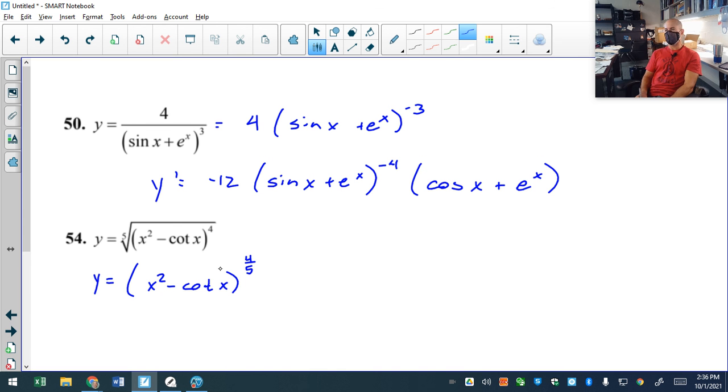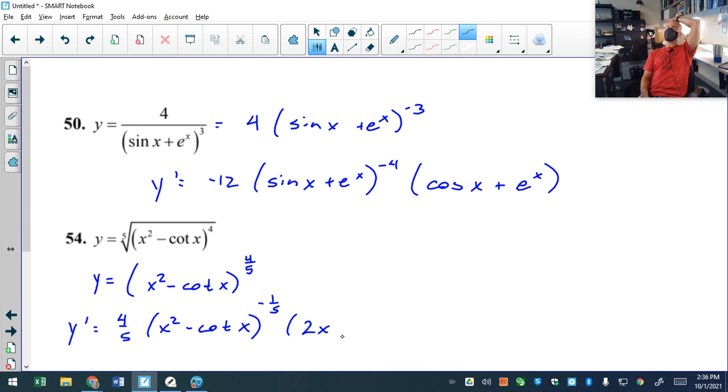And then after that, hopefully it's not too bad. The derivative is 4/5 x squared minus cotan x to the negative 1/5 times the inside derivative, 2x. What's the derivative of cotangent x? It is negative cosecant squared. If I subtract the negative cosecant squared, that will be plus cosecant squared x, and I'm done. How do we feel? We getting the chain rule okay?